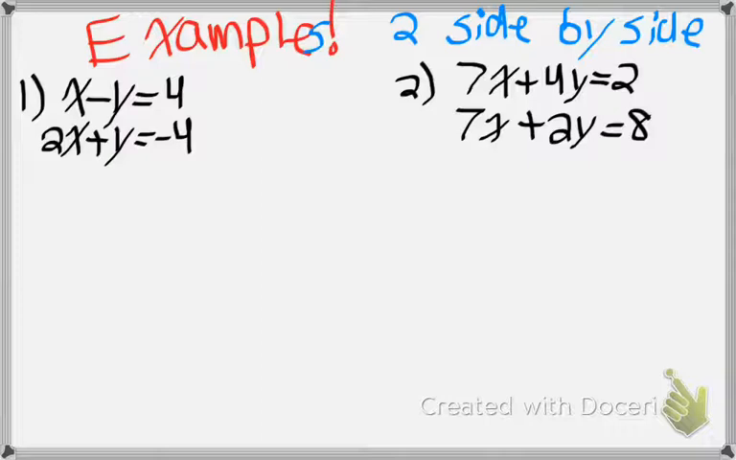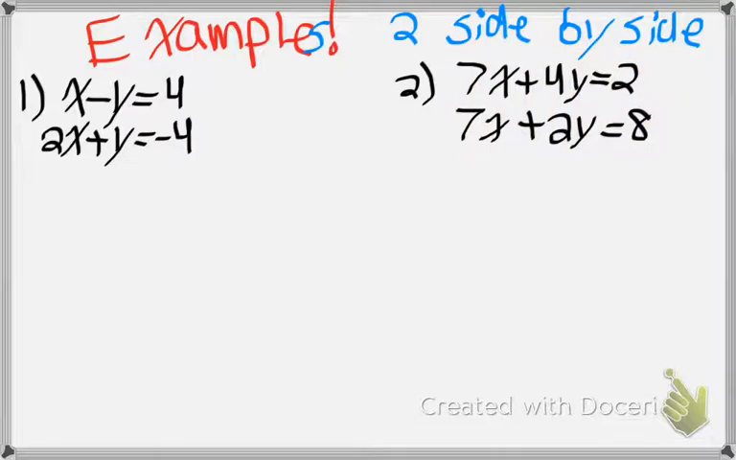So step 1 is make sure that your variables are aligned. Well, let's look at our first example. Our x's are aligned, our y's are aligned, and our constant term is aligned. Okay, that's good. When I say aligned, I'm also referring to the equal sign. Now, look at the second example. The x's are aligned, the y's are aligned, and the constant term is aligned. Okay, so step 1's already done for you.